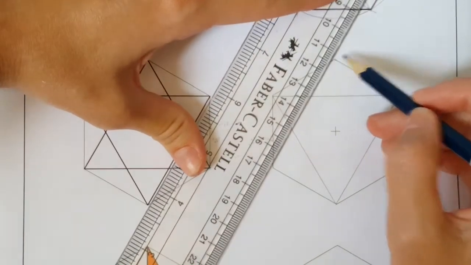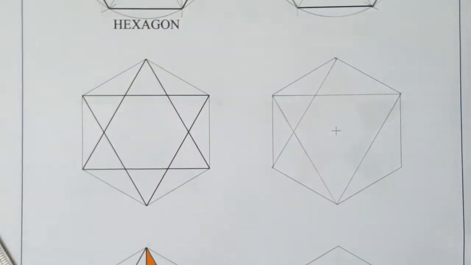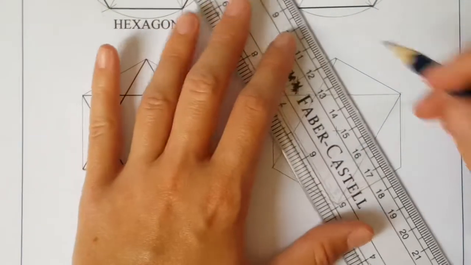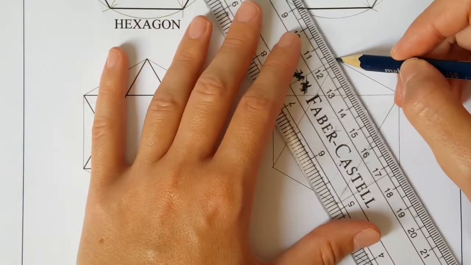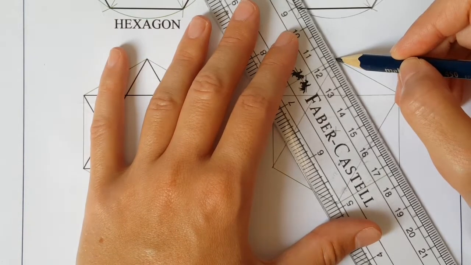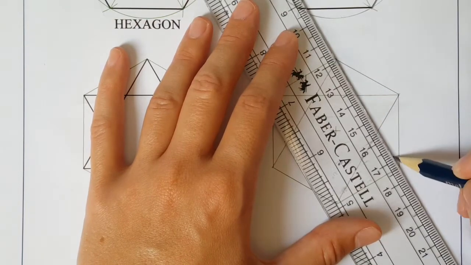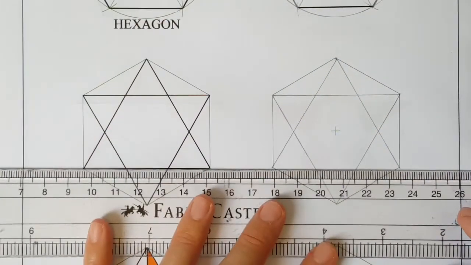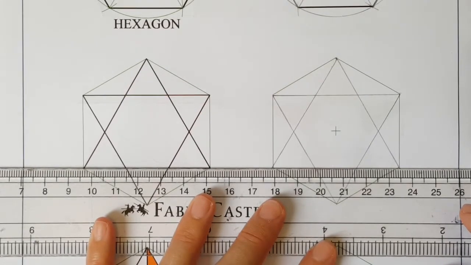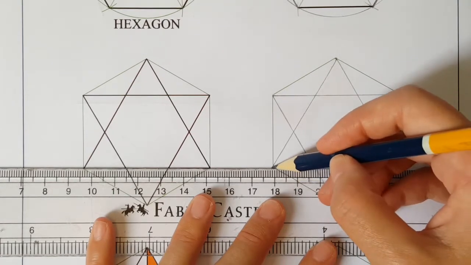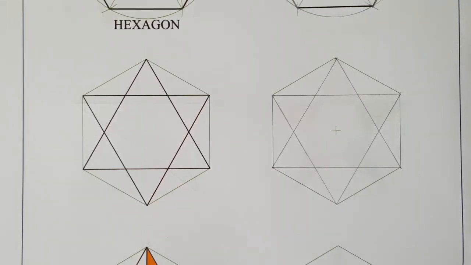Let's connect the topmost corner to the lower left. Then the topmost corner to the lower right corner. And now let's connect the lower left corner with the lower right, always by using construction lines. And now let's darken our final answer.